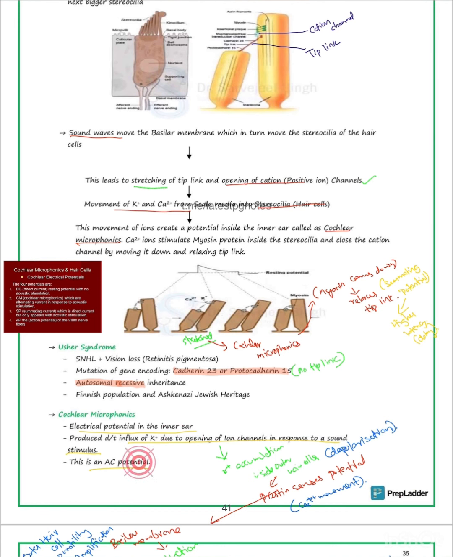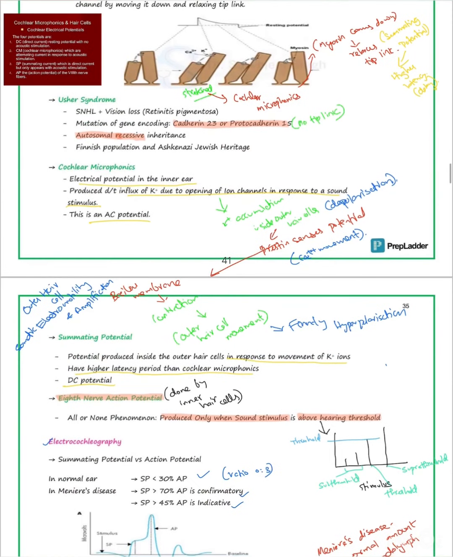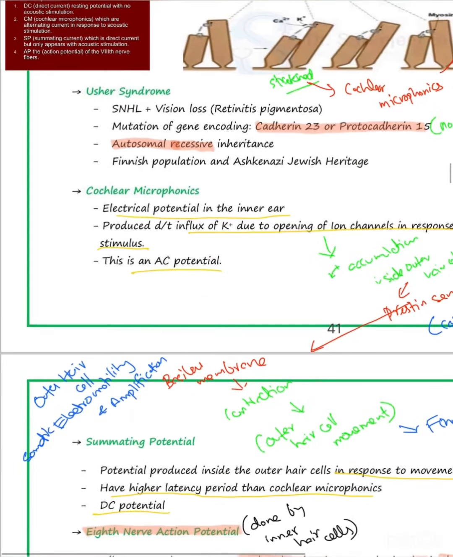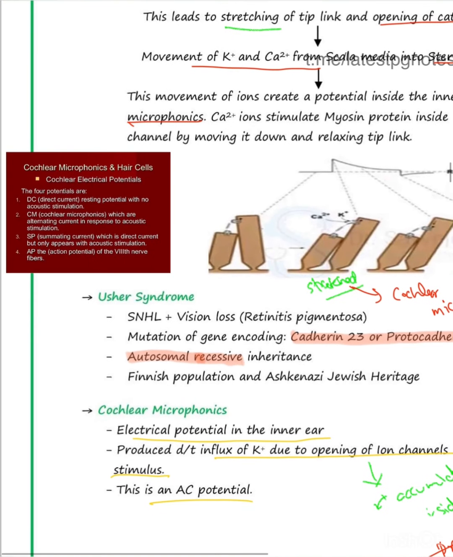This takes place in the outer hair cells, whereas the summating potential takes place in the inner hair cells in response to movement of K plus ions. It has a higher latency period than cochlear microphonics, guys.